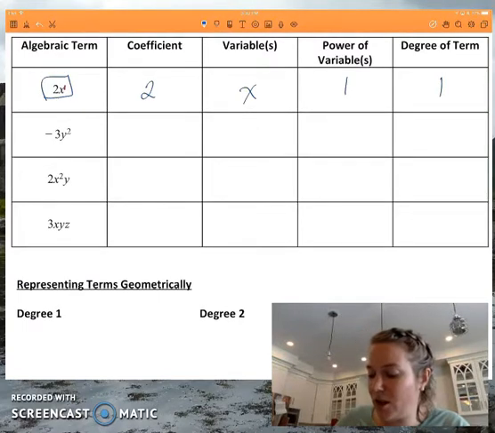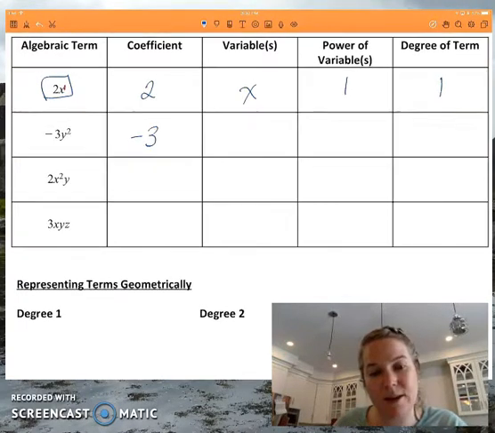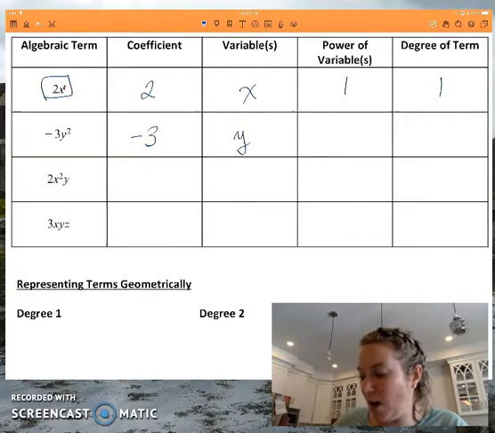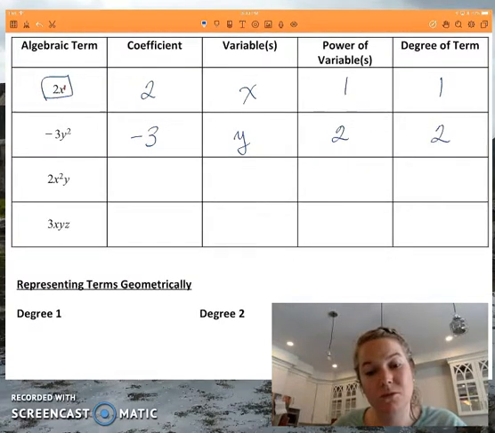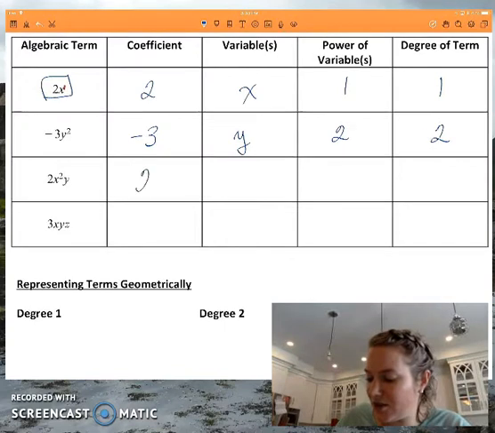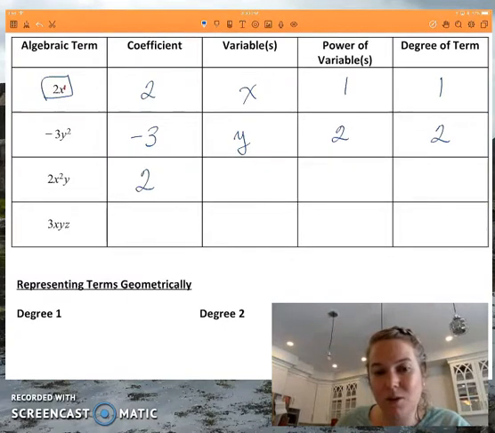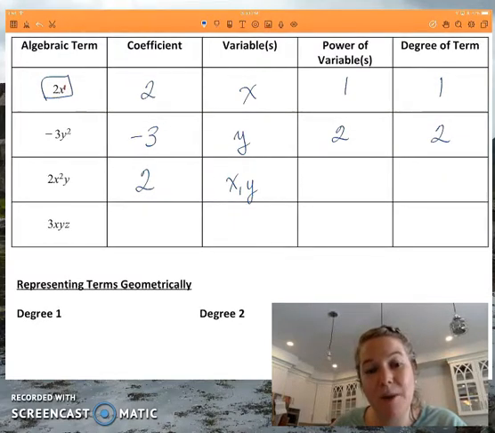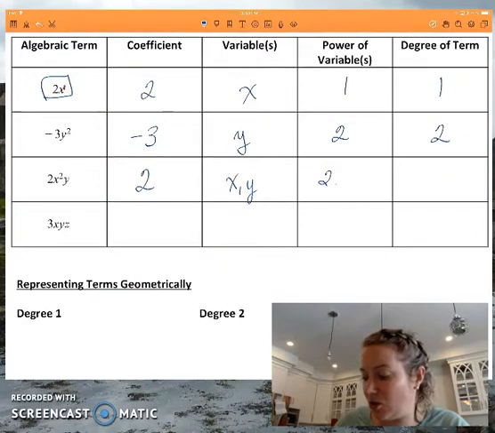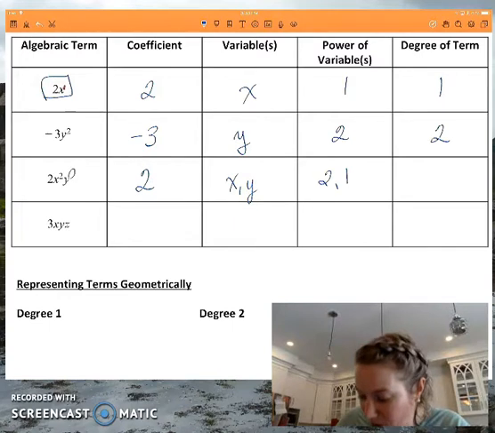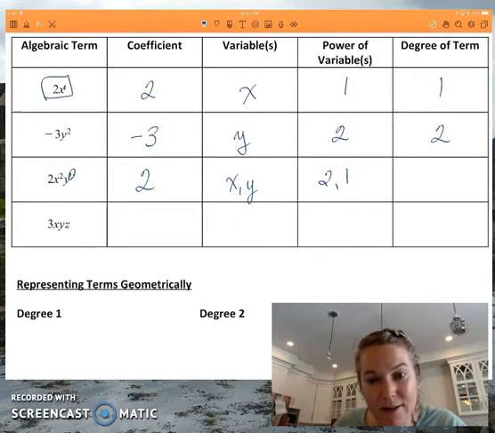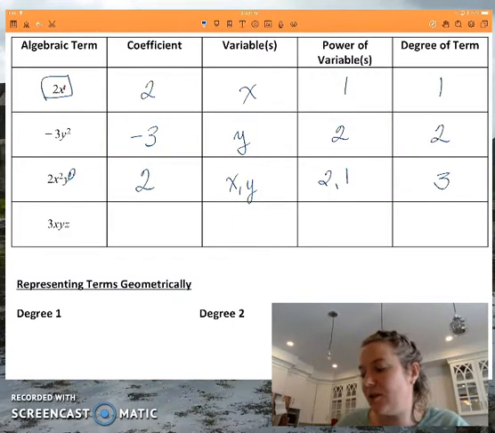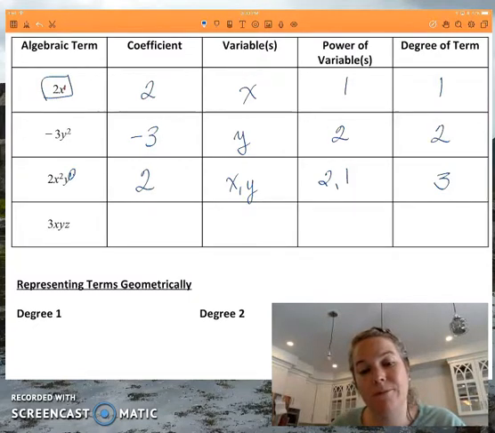So let's look at this one. The coefficient here is -3. The variable is y. The power of that variable is 2, so the degree is 2. The coefficient in this one is 2. We have variables x and y. And the power of the variables are 2 and 1. Remember here we have that secret 1. We're going to add this together and the degree is going to be 3.